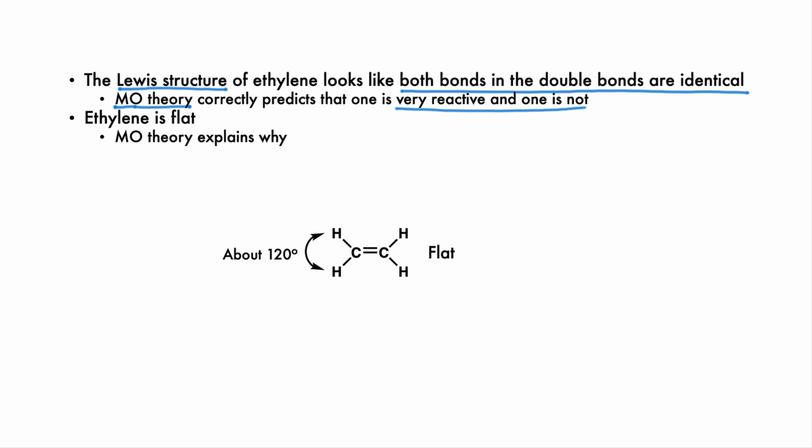MO theory explains why. Experimentally, we know that ethylene is flat. MO theory also explains why this is so. As we mentioned in the VSEPR section, the bond angles are not exactly 120 degrees because the three groups attached to each carbon are not identical.